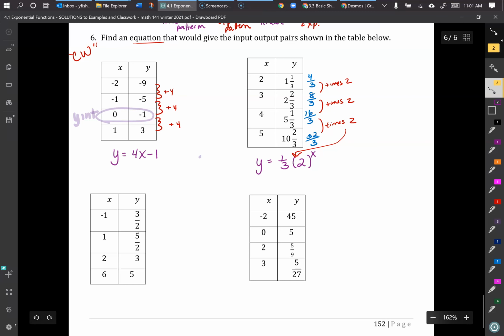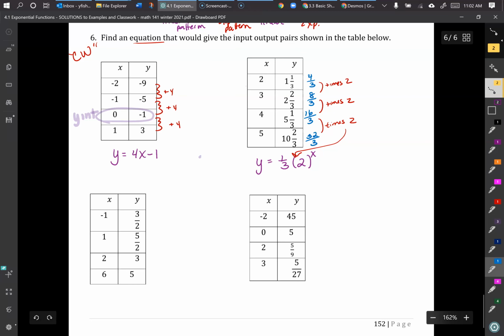The one on the right, I can see that easier if I change my y values to improper fractions and then multiply them by 2. That is how I can clearly see that pattern, right? So I know my base is going to be 2. My exponent is x, but how did I figure out the y-intercept? Because it's not here on my chart.